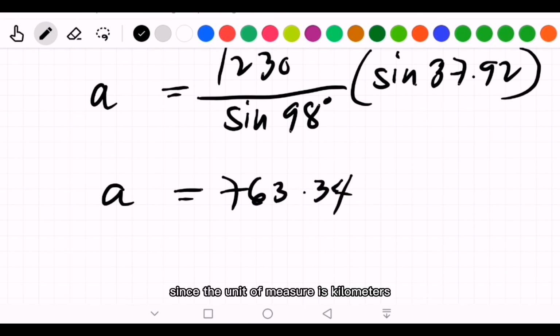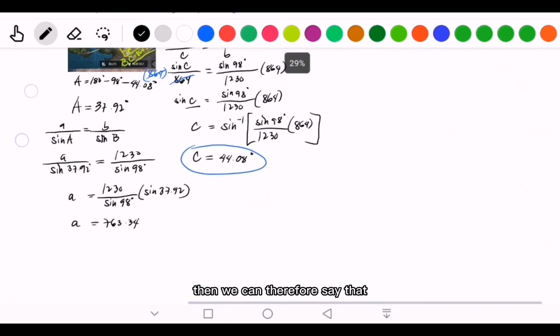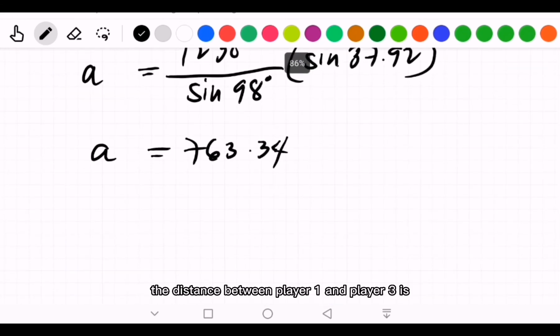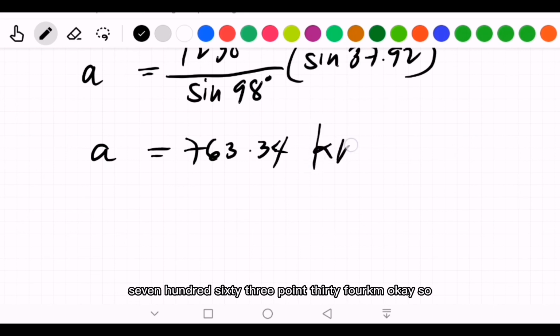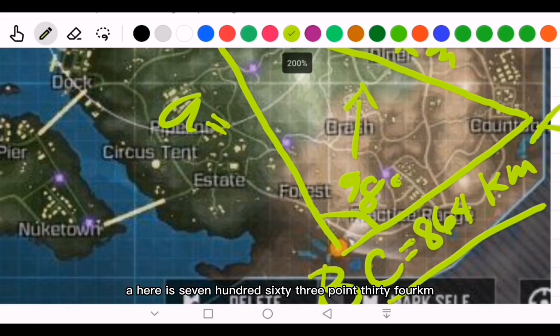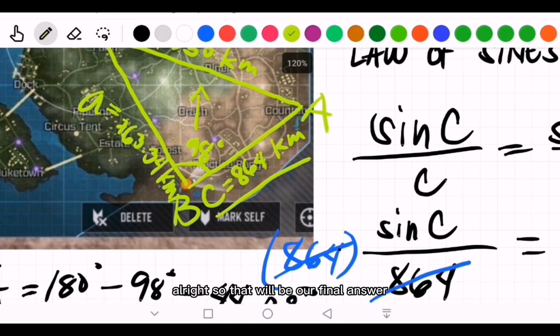Since the unit of measure is kilometers, then we can therefore say that the distance between player 1 and player 3 is 763.34 kilometers. Okay, so that will be our final answer.